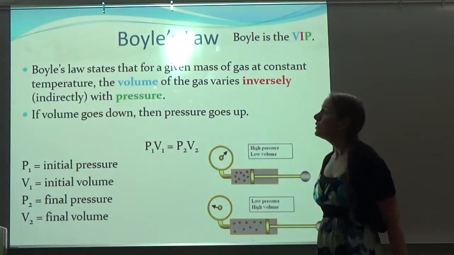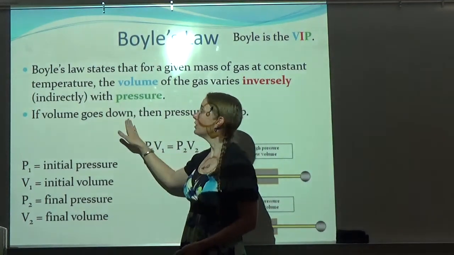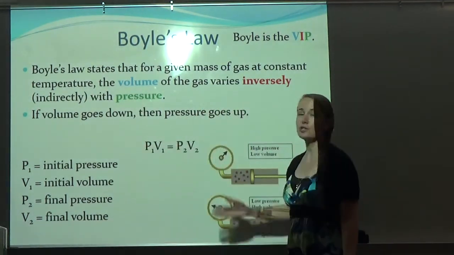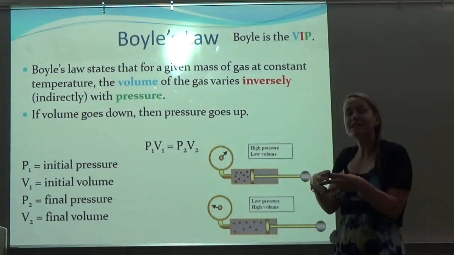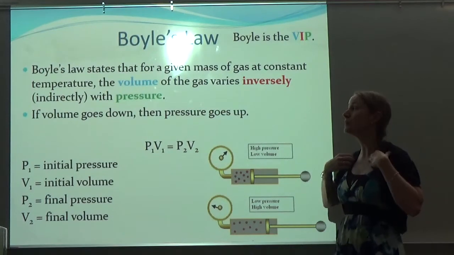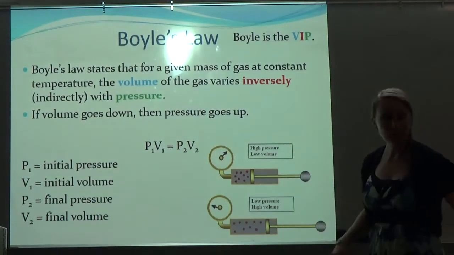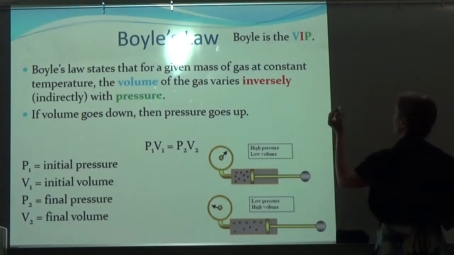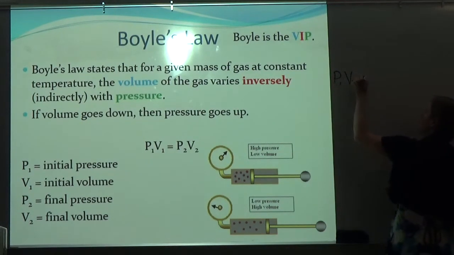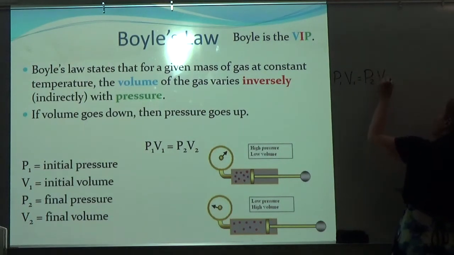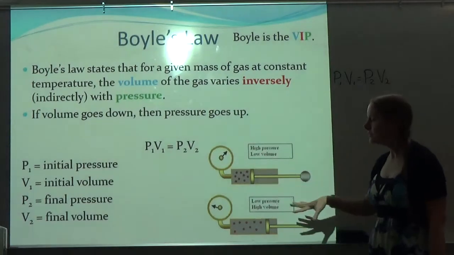So what does indirectly or inversely proportional mean? It means if volume goes down, then pressure goes up, because as we squeeze a gas into a smaller container, the pressure increases because there will be more collisions. The formula is P1 times V1 equals P2 times V2, where our pressures are our P's and our volumes are our V's. The ones mean the initial pressure and volume, and the twos mean the final.